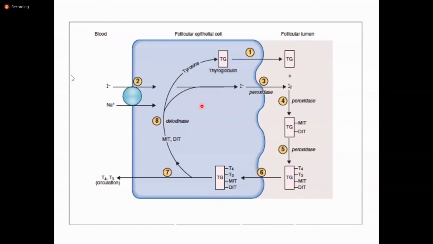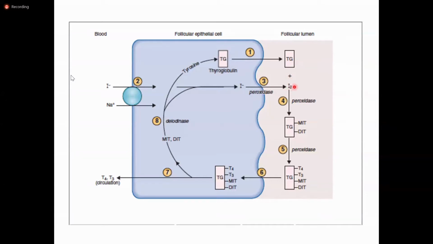Now, once this iodide enters into the follicular cell, it moves towards the apical portion of the follicular cell, or the portion which is next to the follicular lumen. Here we have an enzyme which is called peroxidase. This peroxidase will convert the iodide into iodine. So the thyroid peroxidase enzyme is going to convert the iodide into iodine.